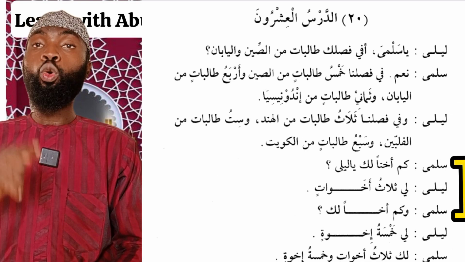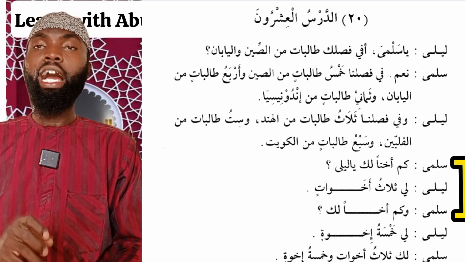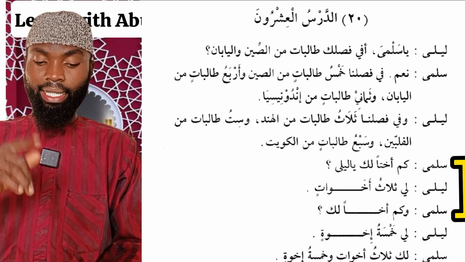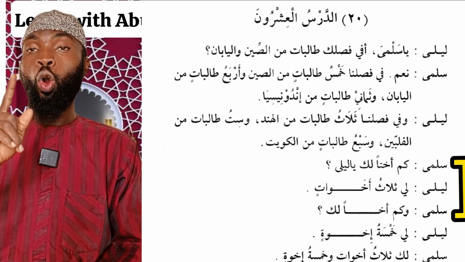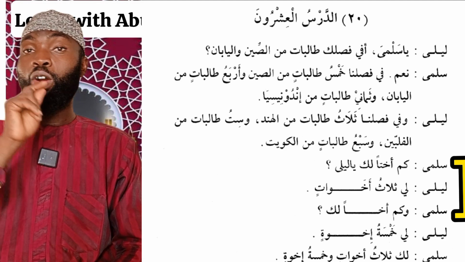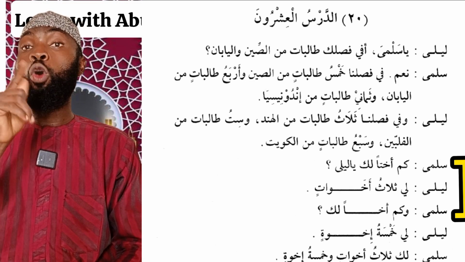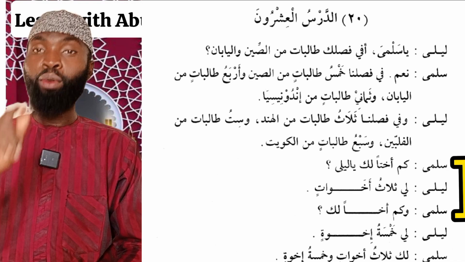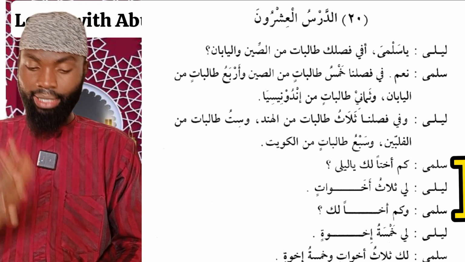Salma said, Kam ukhtan laki ya Layla. How many sisters do you have, oh Layla? Layla says, Li thalathu akhawatin. I have 3 sisters. So Li ukhtun, plural form of akhawatun, plural form of ukhtun. That is a feminine word. So we use thalathu akhawatin, 3 sisters.